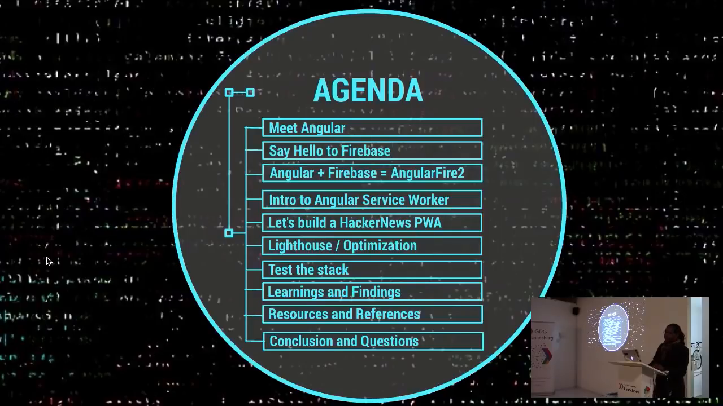And then after that, we will build a Hacker News PWA. So there's a demo coming up. After that, we'll benchmark that PWA to see how it stacks up in terms of performance. Then we'll use Lighthouse and other tools to optimize and see how we can improve the performance. We'll test the stack, which is pretty much what I've just mentioned. And then we'll share some learnings and findings, and I'll also show you some resources where you can learn more about this technology stack.